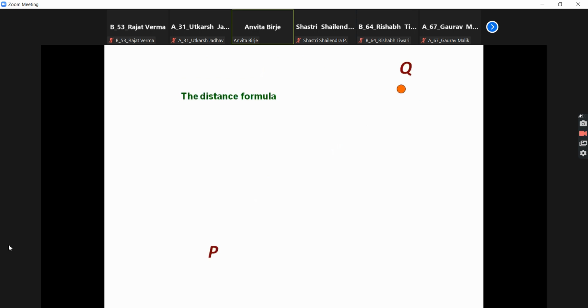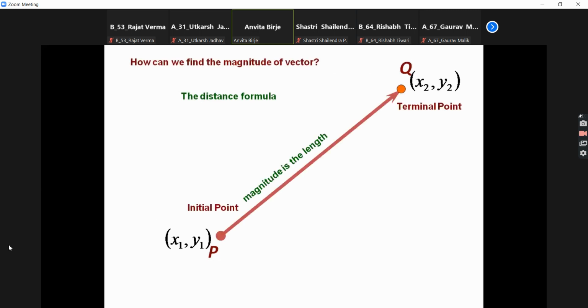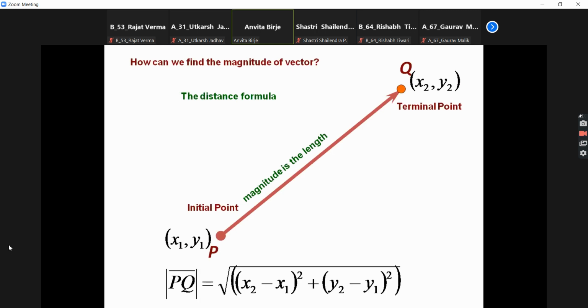So अभी वेक्टर कैसे लिख दिया, आपको समझ में आया. अभी उस वेक्टर का वैल्यू, that is the magnitude of the vector, वो कैसे कैलकुलेट करता है. Again, I am maintaining the same points x1, y1 and x2, y2, and this is how you are going to write down, you are going to calculate the magnitude.